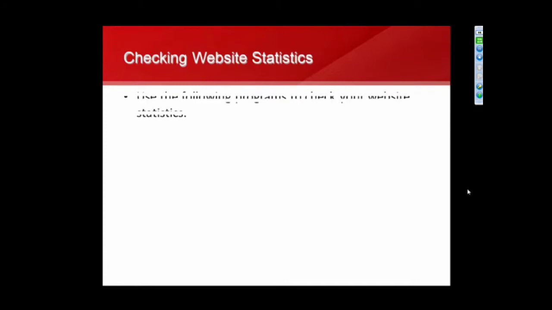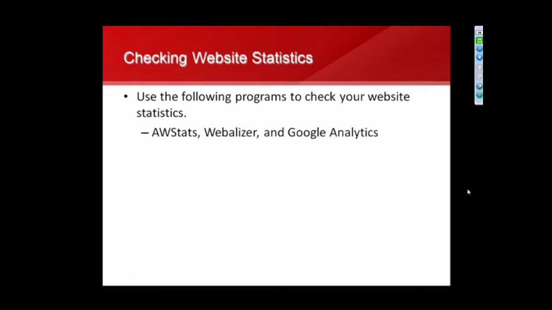So the first thing you want to do is, here's a list of some programs you can use to check your website stats. The first one is called AW Stats, and Webalizer is another one, and then Google Analytics. And the good news for you is that all of these programs are actually free to use. So it doesn't cost you anything to use these programs.